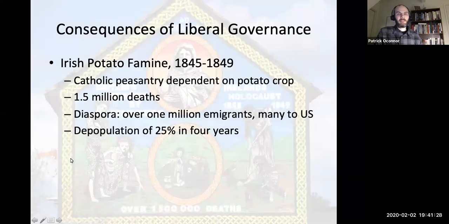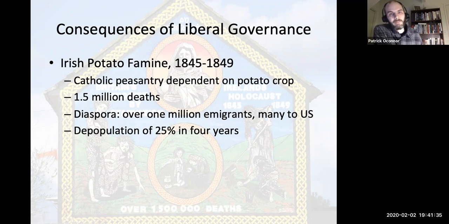Let's think about liberalism as a form of governance. I think the best example of this is the British government's response to the Irish potato famine in the 1840s. So the British Parliament is one of the great liberal institutions of the 19th century. Unlike today, Ireland was a colony of Great Britain. It was a restless colony. It was a troublesome colony. It was also a predominantly Catholic colony to the Protestant majority in Great Britain.